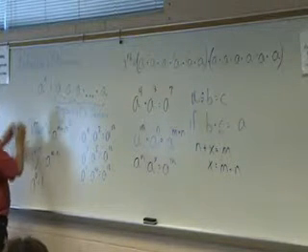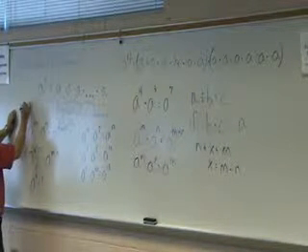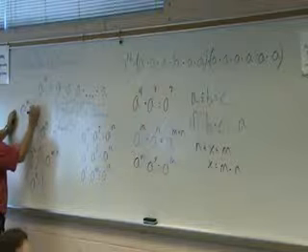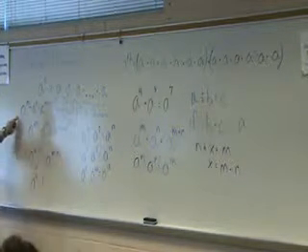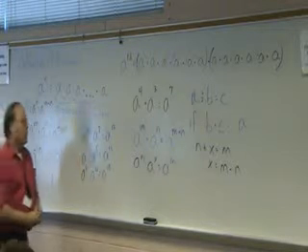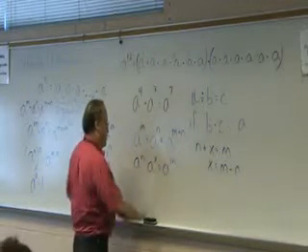So let's see, add this to our list of things. A to the m divided by a to the n is a to the m minus n. So there we go.